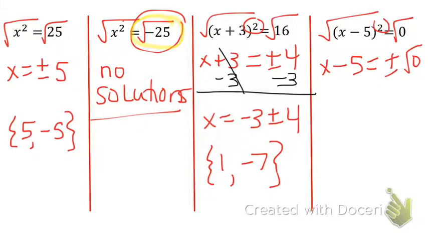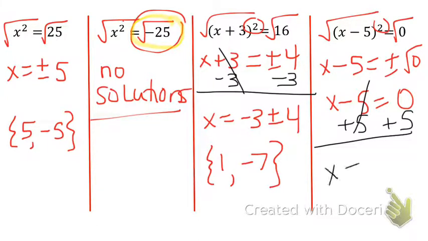But what is the square root of 0? What number squared will give you 0? And there's only one answer to that. There is no such thing as a positive 0 and a negative 0. 0 is the only number that has no sign. It's neither positive or negative. So x minus 5 is equal to just 0, no more plus or minus there. Get x by itself, add 5 to both sides, and x equals just 5. You don't have two answers. So it is possible to get one answer, but that's really only going to happen when you have the square root of 0.